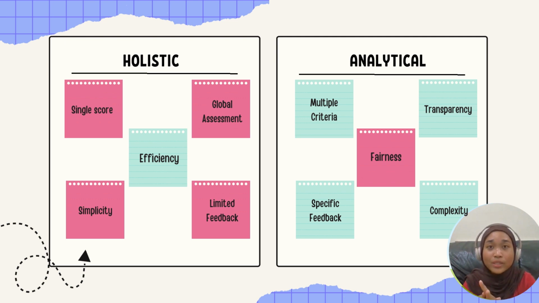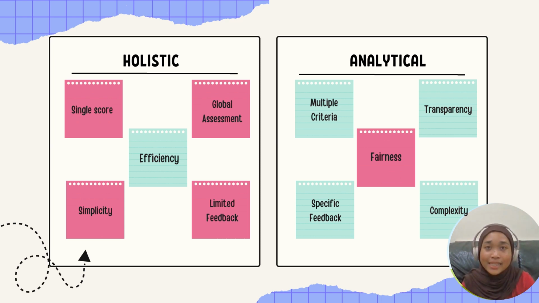However, after these four characteristics, which show the pros of this rubric, it also has the cons, which is the bad side or the weakness of this rubric, and one of them is limited feedback. Holistic rubrics may provide limited feedback to the students, to the pupils, since they do not break down the assessment into specific criteria.